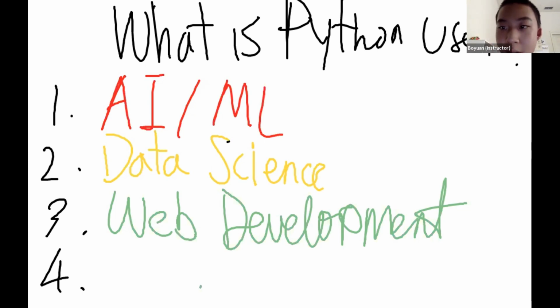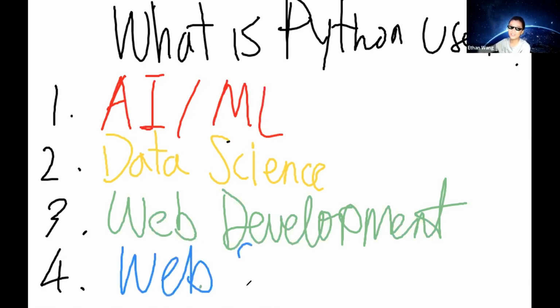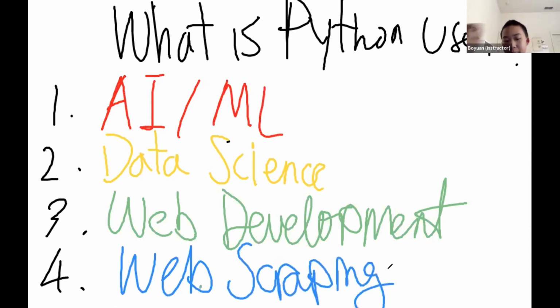Has anybody heard of movie making? No, Ethan, Google. They use Python to make the Google website. Web scraping. These are the four main fields.